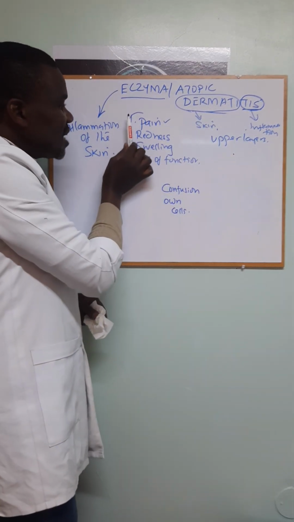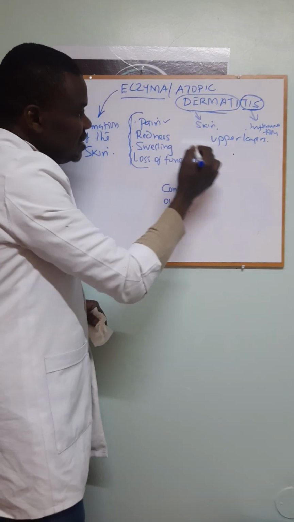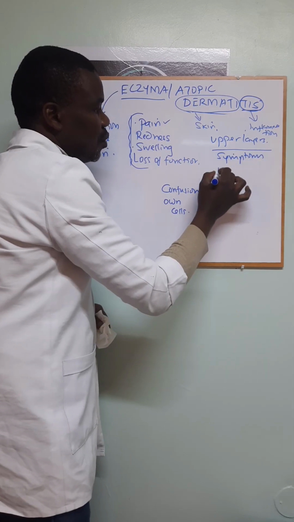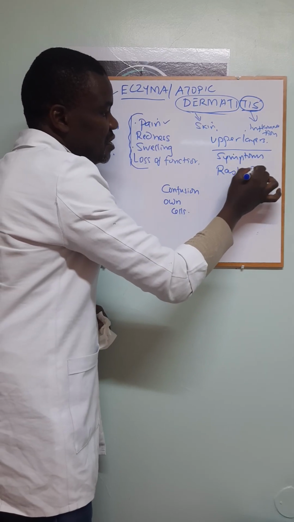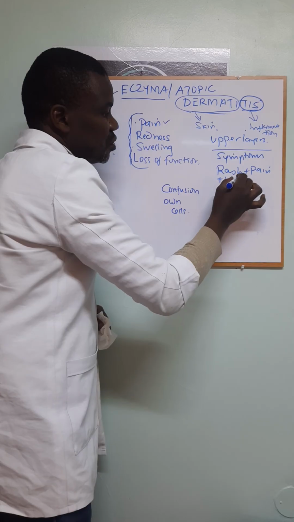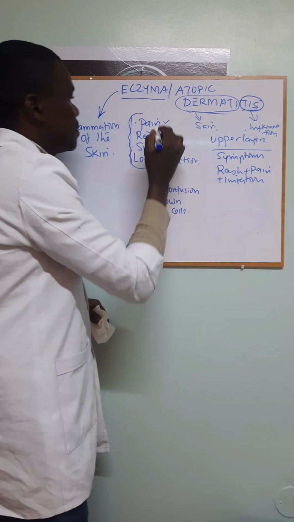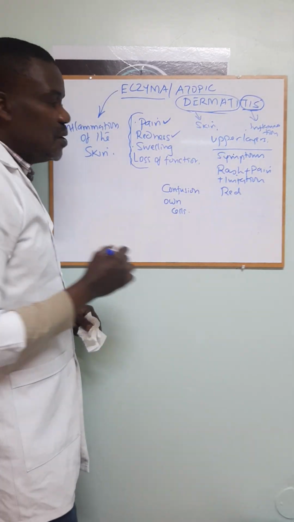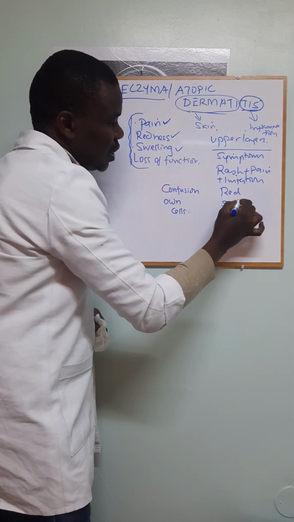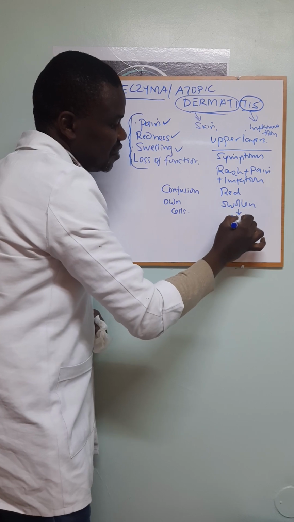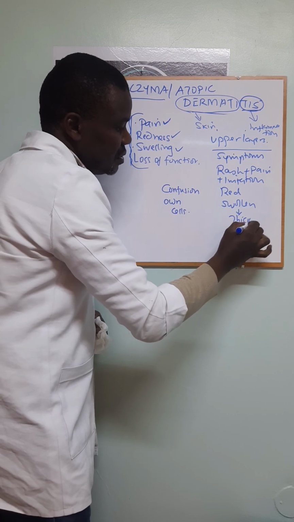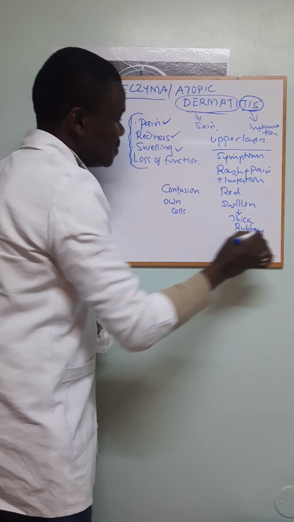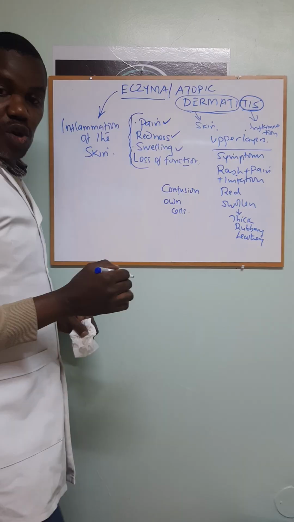And because we have these cardinal signs of inflammation, the skin will have the following symptoms. We'll have a rash, plus pain, plus irritation. That's number one. Then we'll have a skin that is red. That's number two. Then we'll have a skin that is swollen. When it is swollen, it becomes thick, rubbery and almost leathery. And then the skin will lose its function.